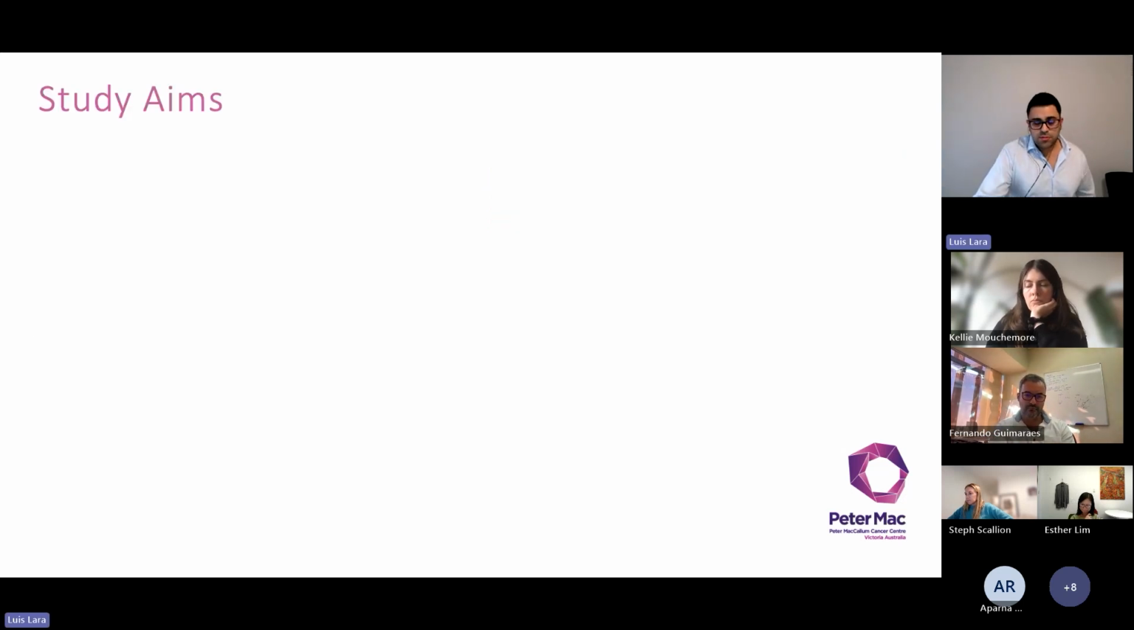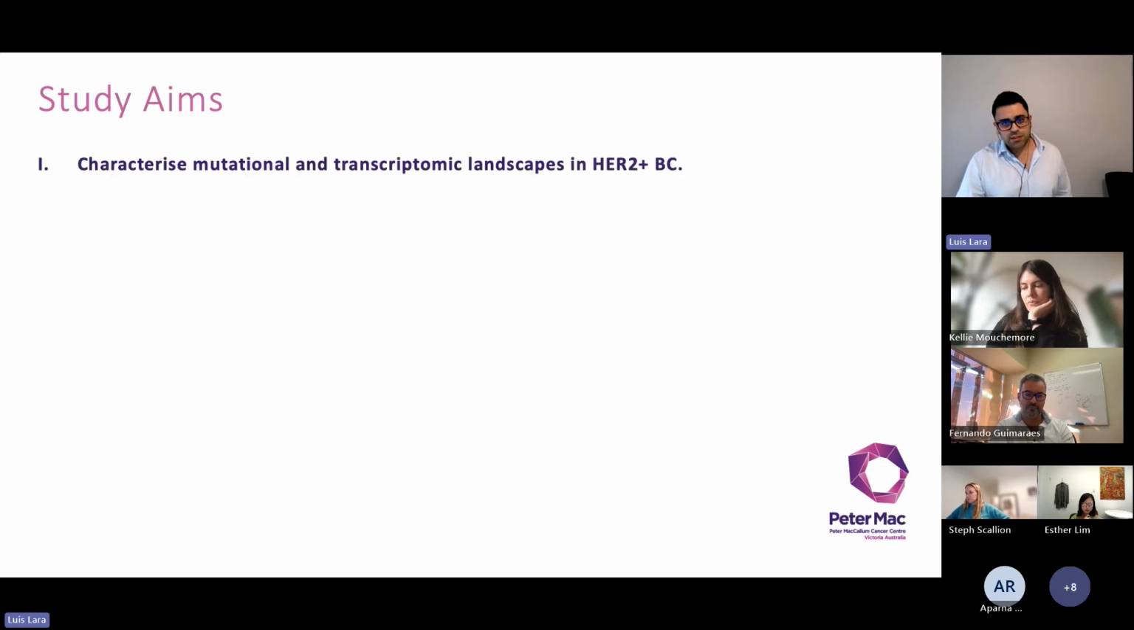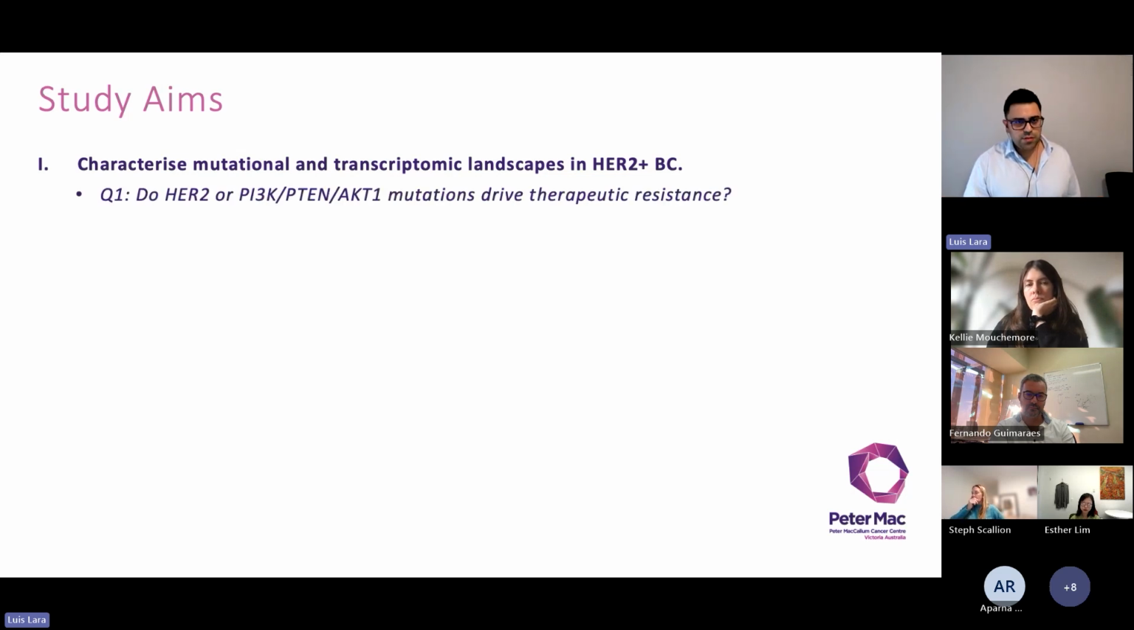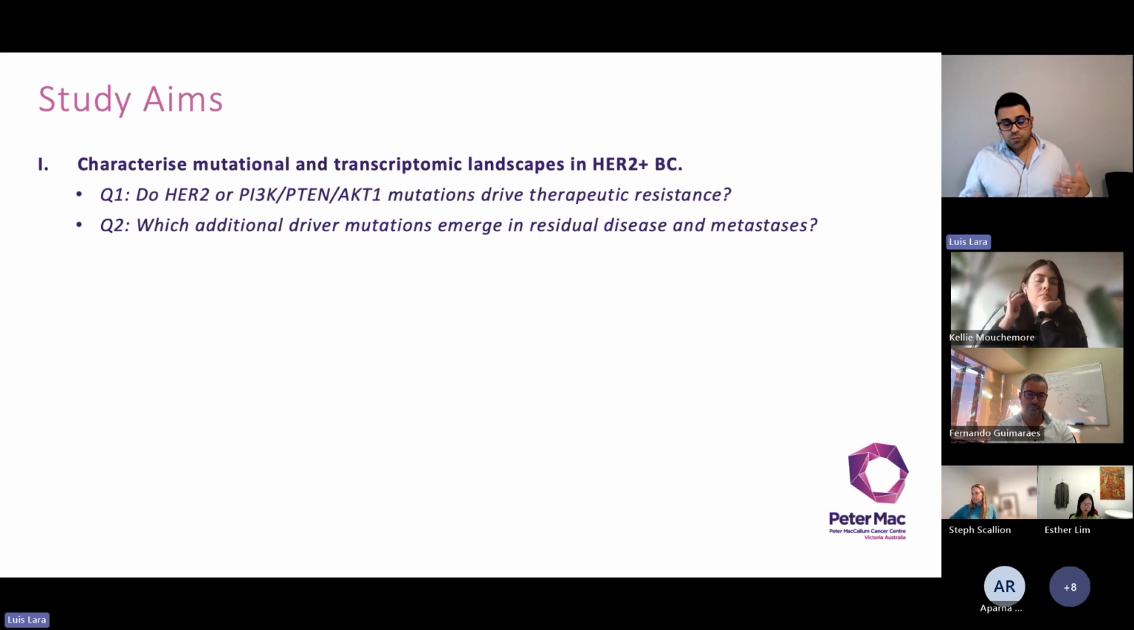Which brings me now to the study aims. We want to characterize the mutational and transcriptomic landscape in the metastatic setting and contrast that with the primary setting, like we did in Affinity. We have specific questions: whether HER2 mutations or key signaling pathways are driving therapeutic resistance, and what additional driving mutations emerge after the primary tumor and are associated with therapeutic intervention.